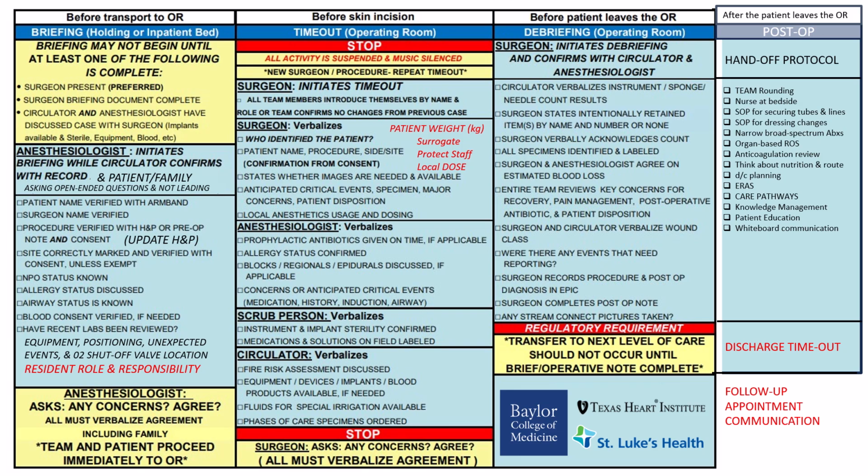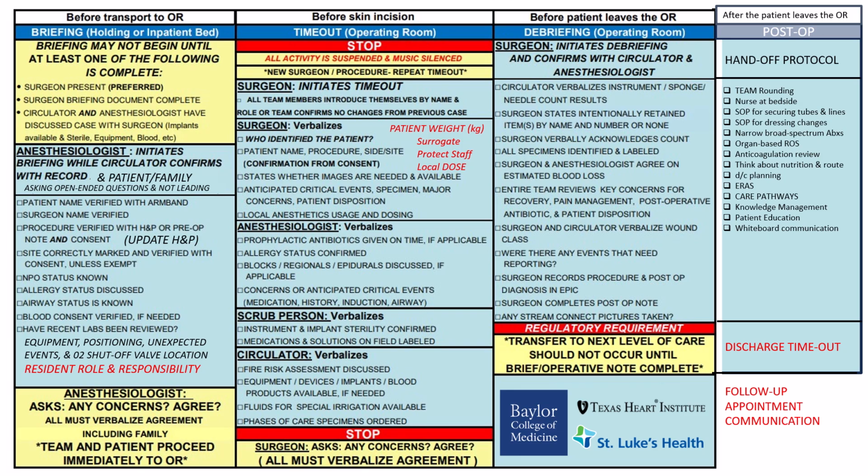The entire team reviews any concerns for recovery, patient management, securing lines and tubes, labeling lines and tubes, discussing the management of the lines and tubes, whether a chest tube needs to be on suction or water seal, and whether bulb suctions need to be applied, how those tubes and lines will be secured to the patient. The surgeon and circulator verbalize wound class. Were there any events that needed reporting?